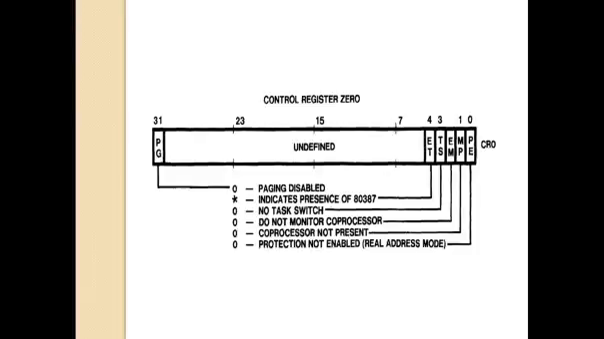The last bit is PG, paging disabled or enabled. If it is 1, it means paging is enabled and the memory or segments are divided into pages, so data is to be accessed from the pages. If it is 0, paging is disabled, only segments are to be accessed, and the address generated, that is the linear address, is a physical address.